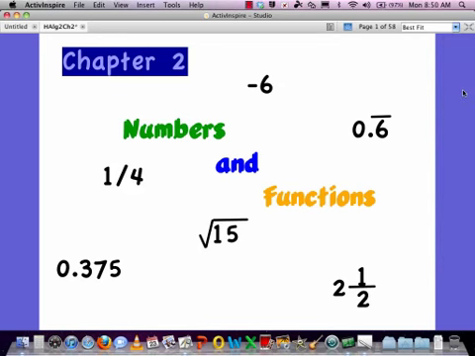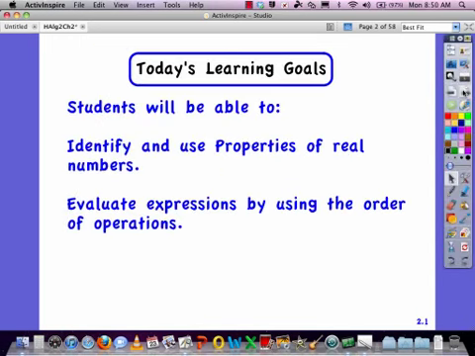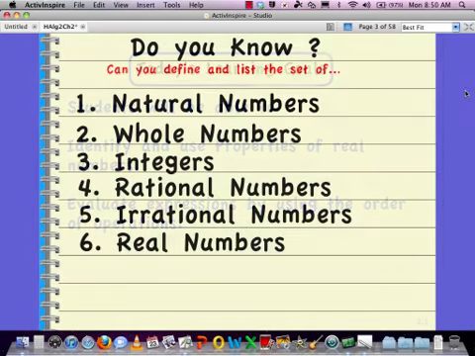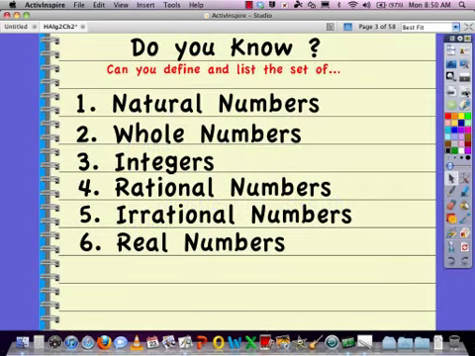In this first section, today's learning goals, you can see: identify and use properties of real numbers, and evaluate expressions by using the order of operations. Two things we have done in previous classes, so let's just review and do a little more in-depth work. So, starting with, do you know?